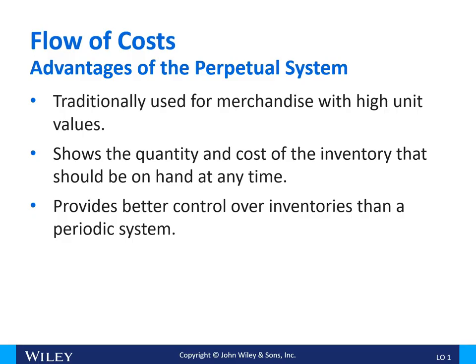Advantages of the perpetual system. It's traditionally used for merchandise with high unit values. It shows the quantity and cost of the inventory that should be on hand at any time, and provides better control over inventories than a periodic system. With computer systems and most companies operating an automated system, even low unit values can benefit from a perpetual system, and it's easier to do.